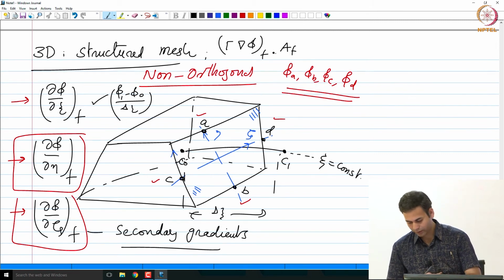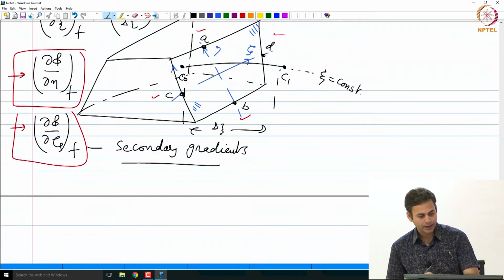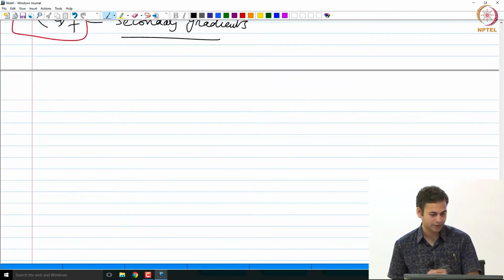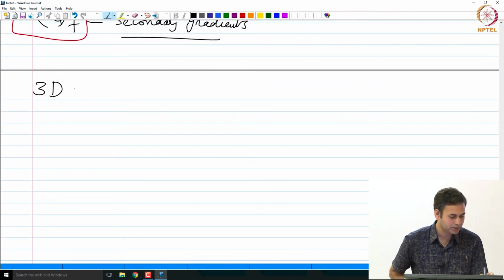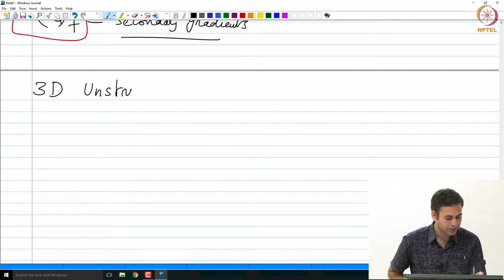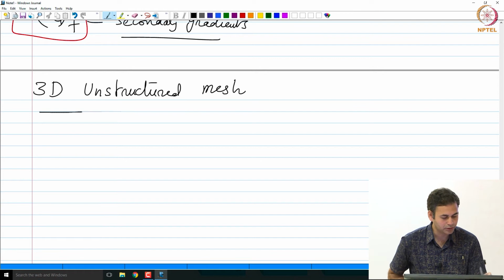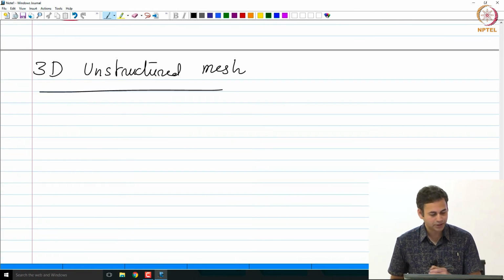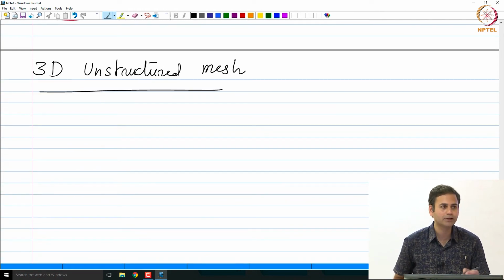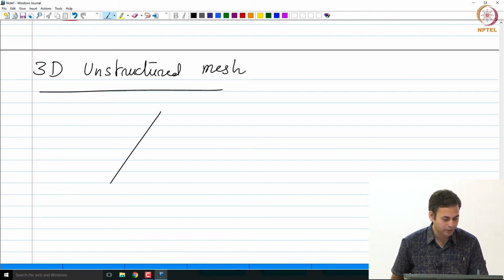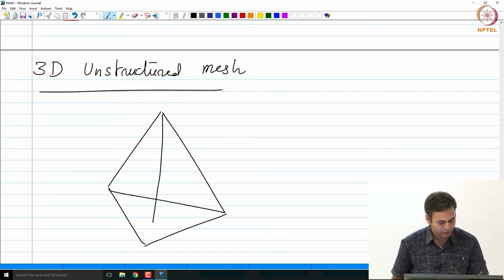Now, what will happen if you have a 3D unstructured mesh? If you have a 3-dimensional unstructured mesh, that is of course also non-orthogonal. So, if we have an unstructured mesh, how do your cells look? Let me take a tetrahedron. So, this is basically tetrahedra. So, this is what I have.